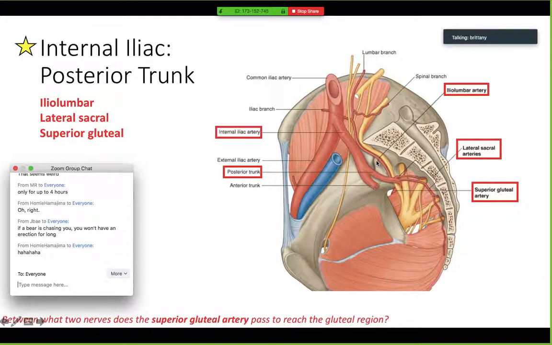Iliolumbar is going to travel back up to the lumbar region. Lateral sacral is going to come out laterally towards the sacrum. And then the superior gluteal artery is going to travel between these 2 nerves right here to go towards the gluteal region. So the superior gluteal artery is traveling between which 2 nerves? Right here, right, between your lumbosacral trunk and S1. That is correct.